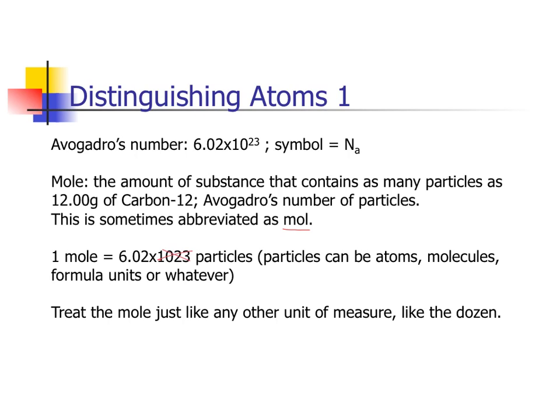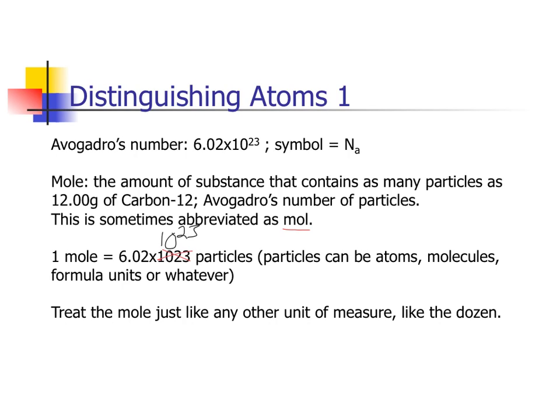I see that I have a mistake here, and that it should be times 10 to the 23rd, and the 23 should be in superscript as well. So 1 mole is equal to 6.02 times 10 to the 23rd particles. Particles can be atoms, molecules, formula units, or whatever. You can have a mole of eggs. I wouldn't suggest it. You wouldn't be able to eat that many either.